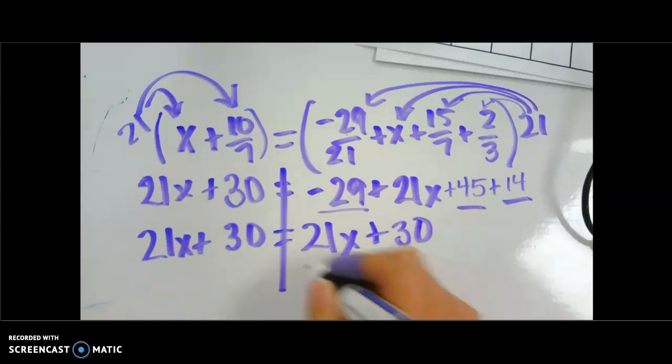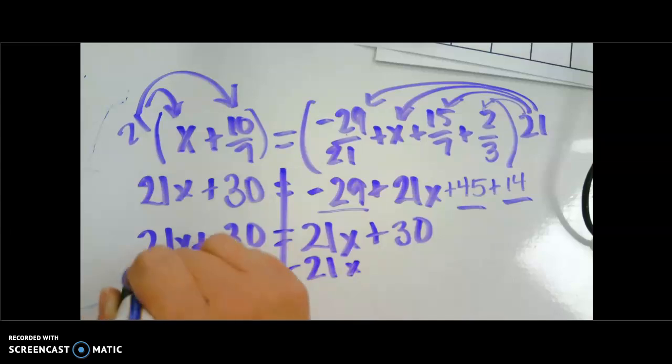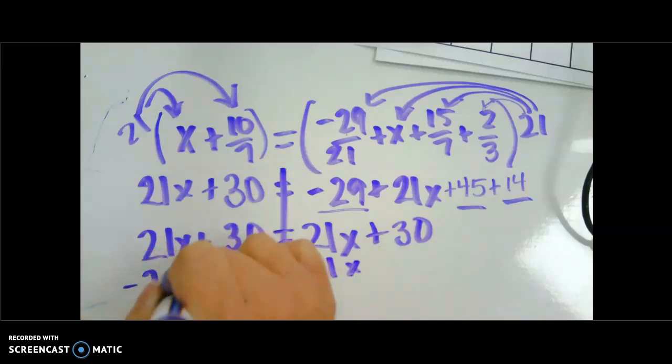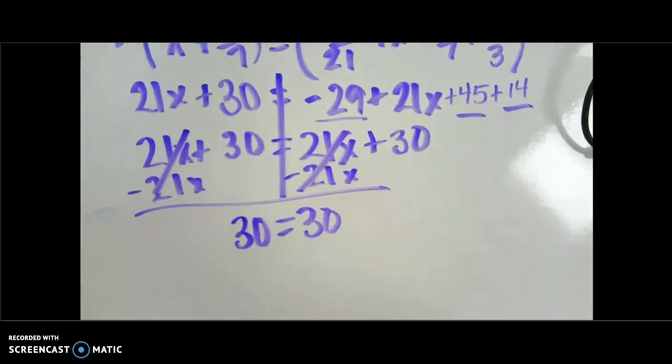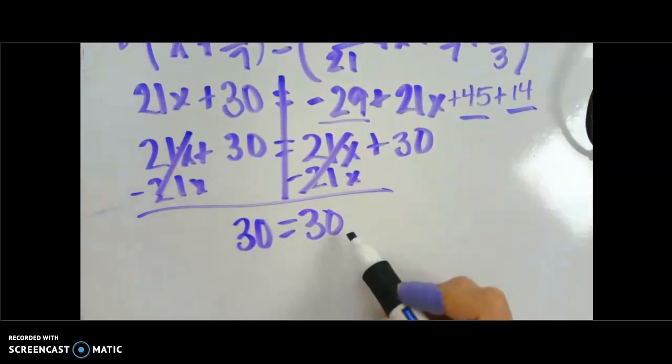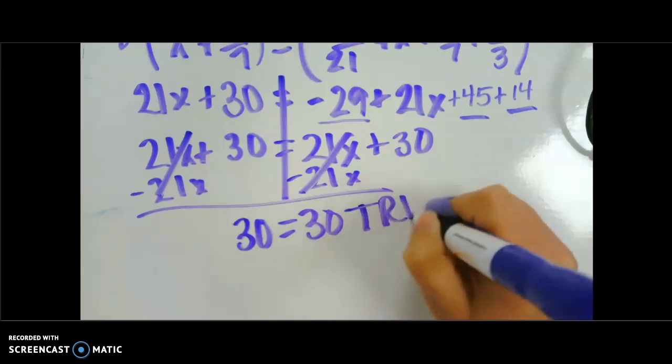From here, I always subtract when I have variables on both sides. I subtract the variable first for the very reason of what's going to happen here. This one zeroes out because 21 minus 21 is 0, and this one zeroes out. 21 minus 21 is 0. So we are left with 30 equals 30. There we go. Now you can see it. 30 equals 30. This is a true statement.